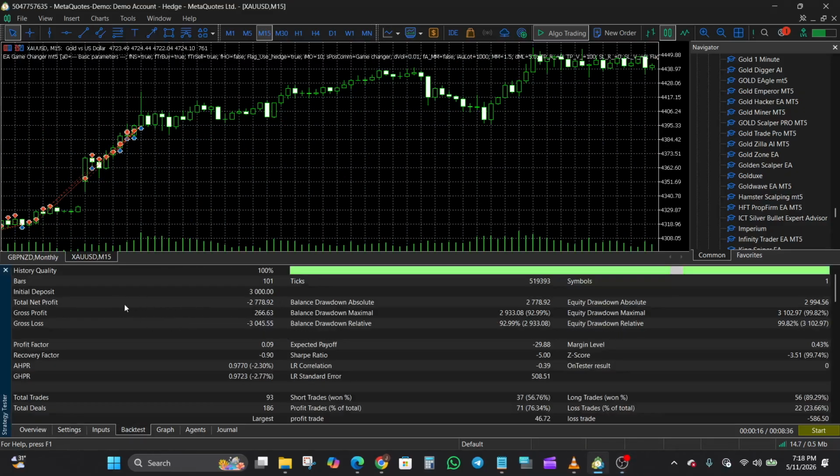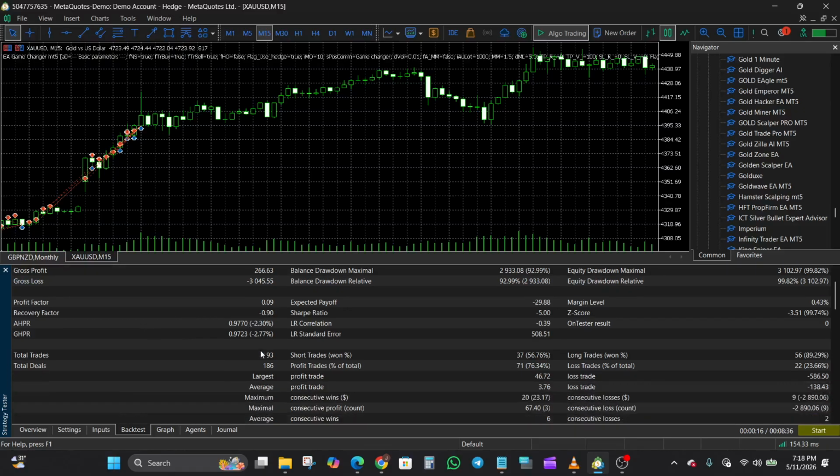And we can see that the EA did not perform well over the period that we did the backtesting. There was an initial deposit of $3,000, and the net profit is negative 2,778.92. So the account was almost blown, right? And then we can see that 93 total trades were taken. Short trades were 37 with a 56.76% win rate. Long trades were 56 with an 89.29% win rate.